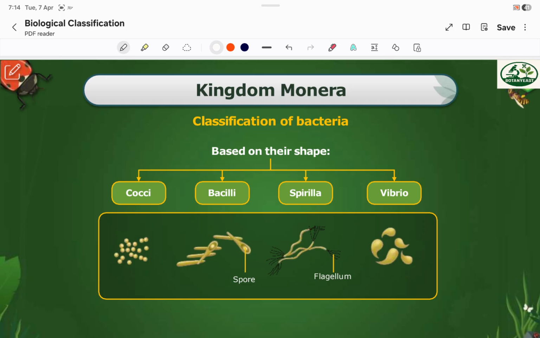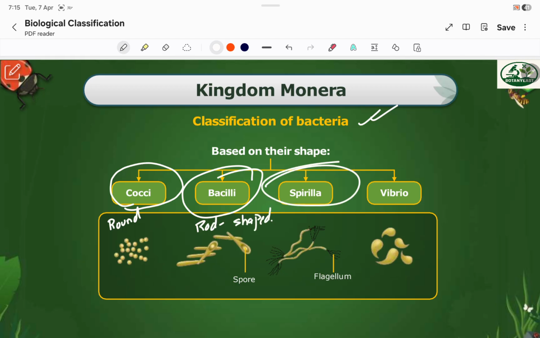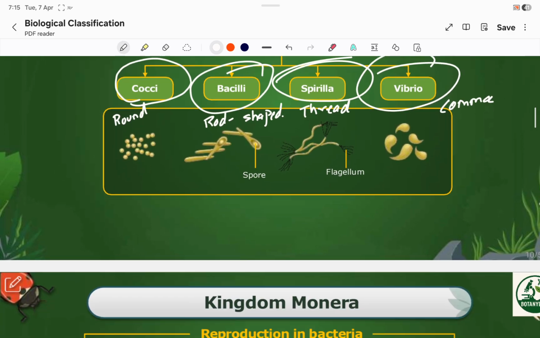Now comes the classification of bacteria. Based on their shape, the bacteria can be cocci, that is round shaped. The bacteria can be bacilli, that is rod shaped. It can be spirilla, that is thread like. And vibrio, that is comma like. So these are the shapes of bacteria, classifying bacteria on the basis of their shape.